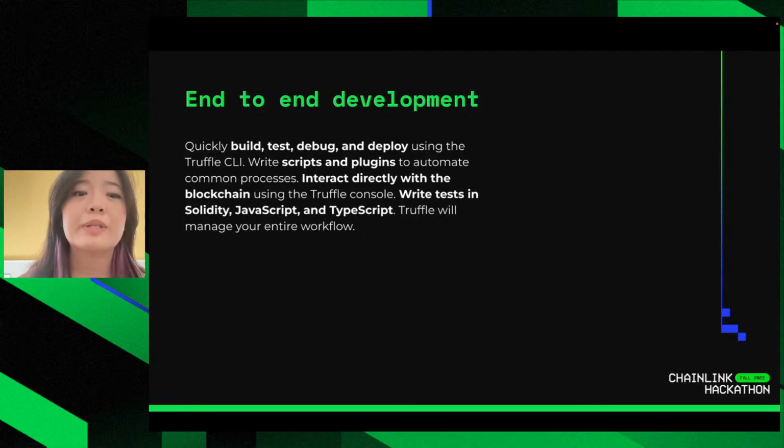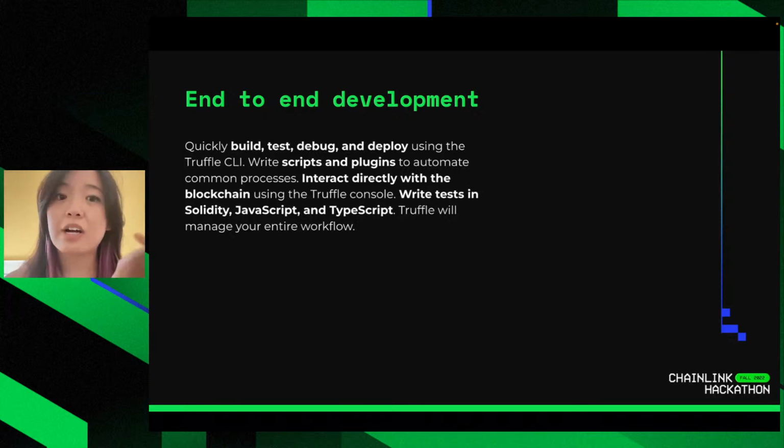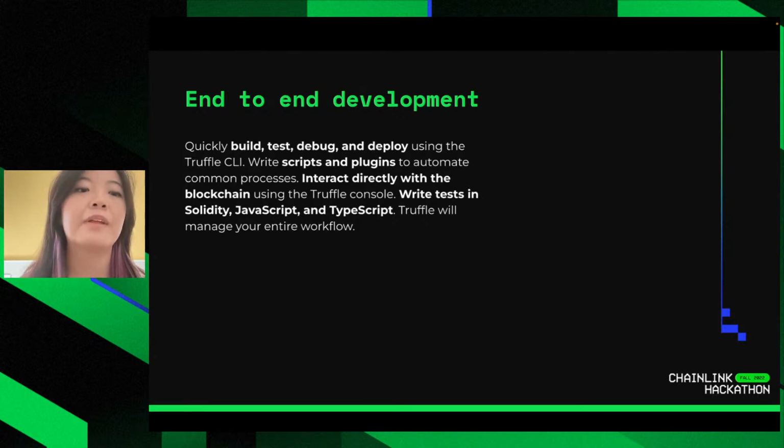Aside from that, Truffle also allows you to interact directly with the blockchain. So, off the cuff testing, for example, you might have a normal test file that you write, which can be lengthy. But if you just want to say, hey, call this random function on a contract, you have that ability to do that with Truffle as well.